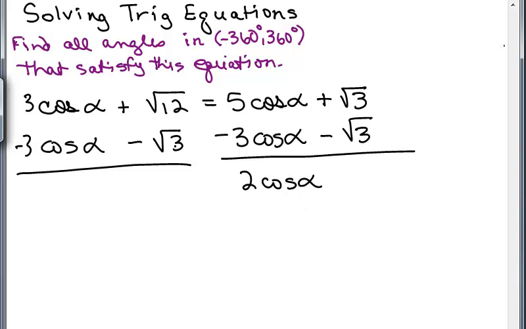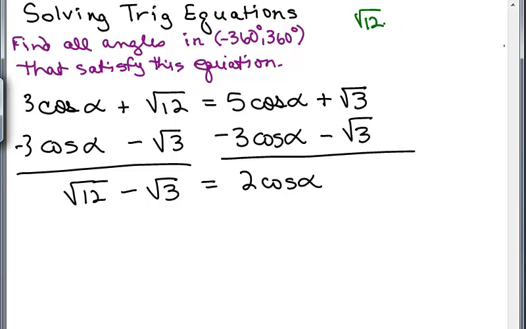Now what do I have on the left-hand side? Be very careful here. The 3 cosine alpha minus 3 cosine alpha, well, that's 0. But I've got square root of 12 minus the square root of 3. And that is not the square root of 9. First thing, I want to make sure you realize you can't just subtract the 12 and 3. But I can simplify this square root of 12. I'm going to do that over on the right here.